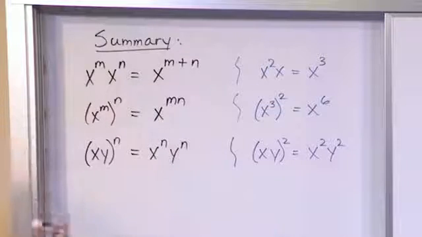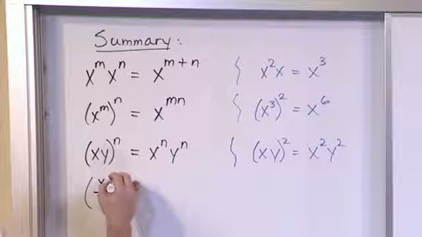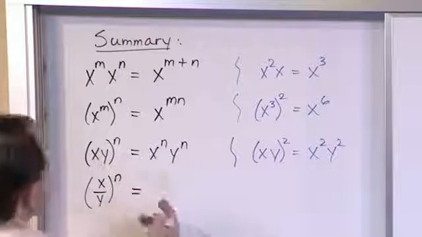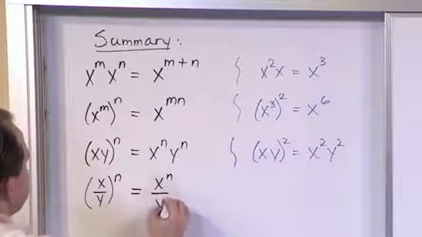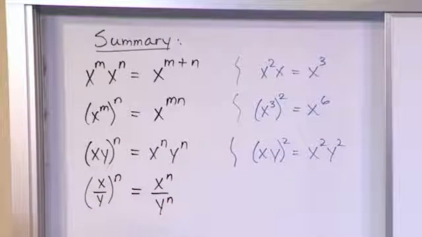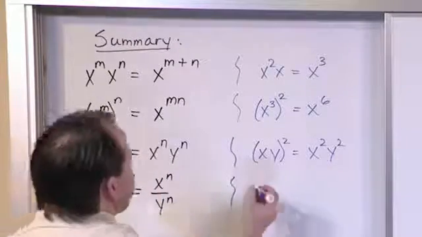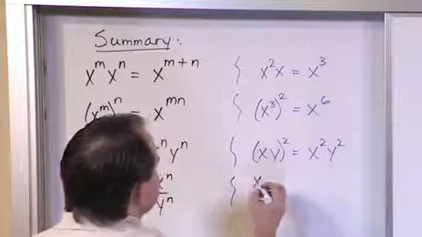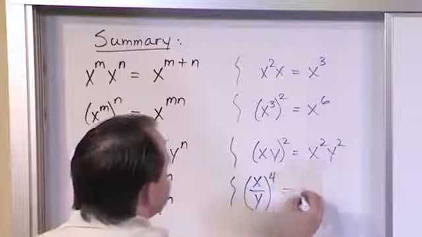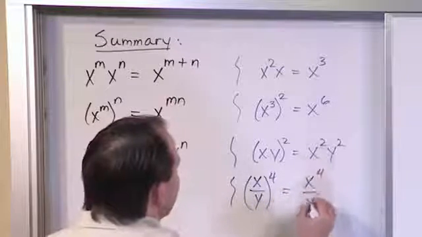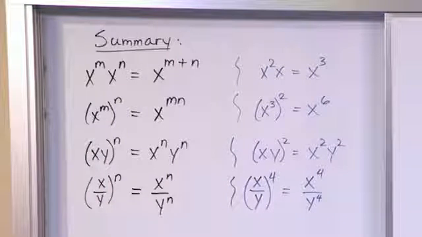And finally, the last thing we learned is if you have x over y inside here, raised to the power of n, then basically you apply the exponent to the top and the bottom. So x to the n, y to the n, like that. So the way this works, given a real example problem here, would be something like x, let's just do x over y, and you're raising it to the 4th power. That's going to be x to the 4th over y to the 4th. You just apply it to the top and also to the bottom. These are the 4 rules.